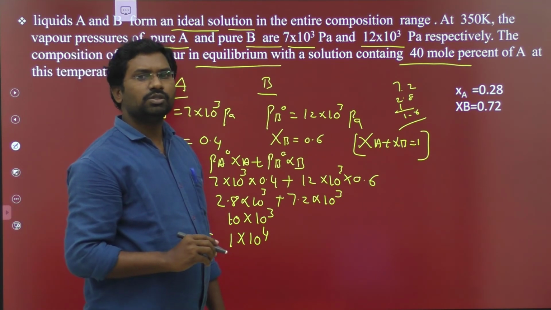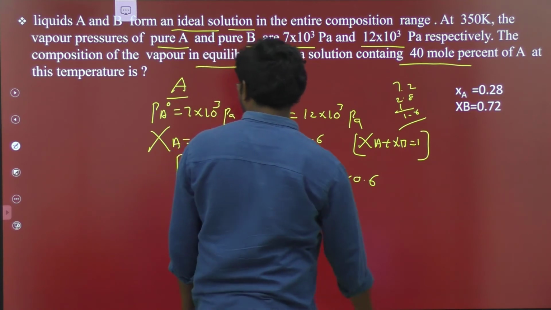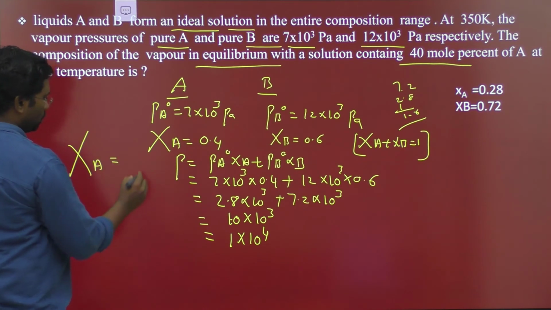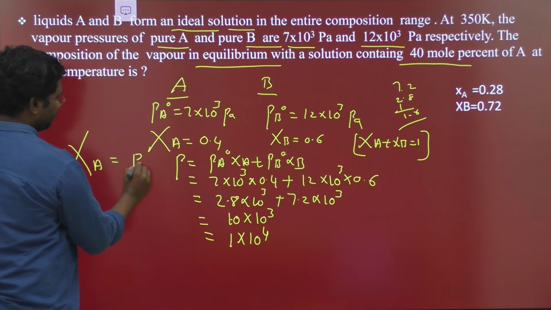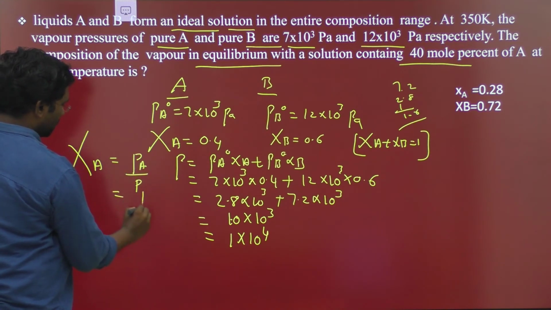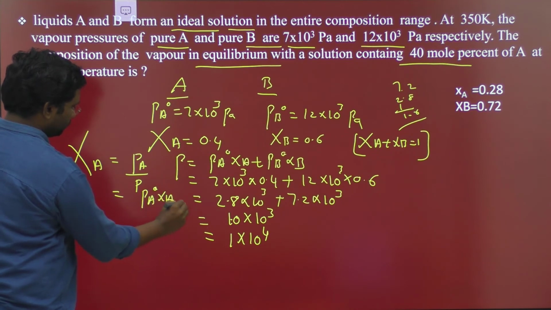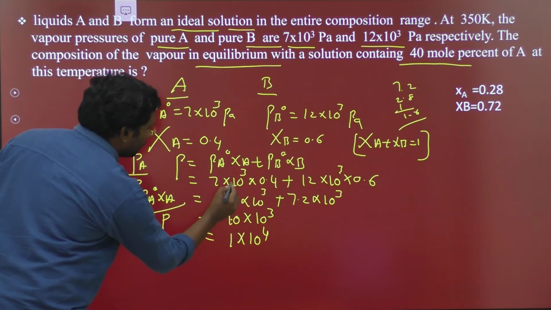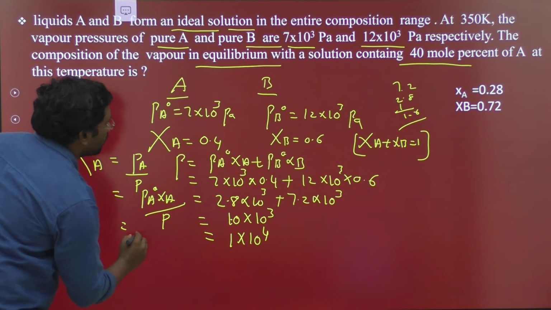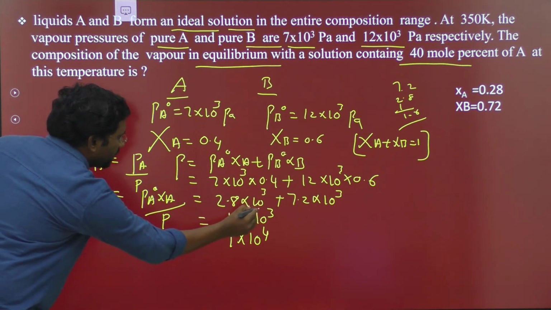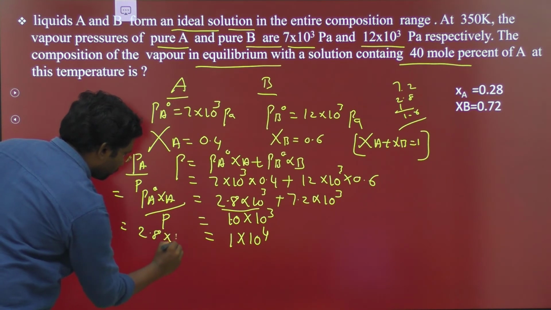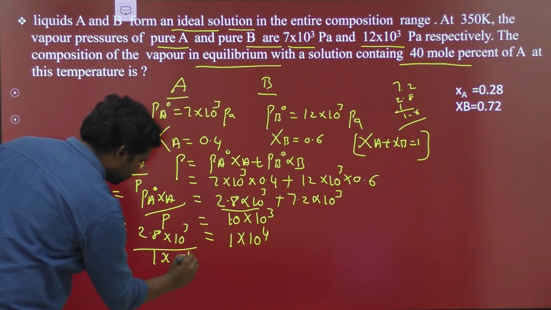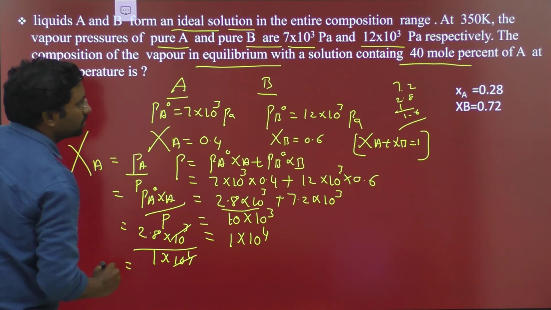Now we have to calculate the individual mole fractions of them. Therefore, the mole fraction of component A in vapor state is equal to PA by P. PA means PA naught Xi A by total pressure P. What is the PA naught value? 2.8 into 10 power 3, by P value, total pressure P is equal to 1 into 10 power 4. This is equal to 0.28.